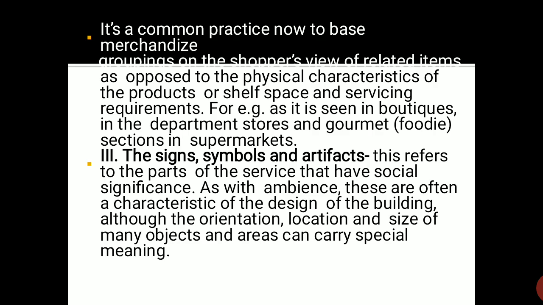This is also a part of service layout, basically for the service sector. This refers to the part of the services that have social significance. As with ambience, these are often the characteristics of the design of the building, although the orientation, location and the size of many objects and areas can carry special meaning. Many a times we get to think so many things at a time.